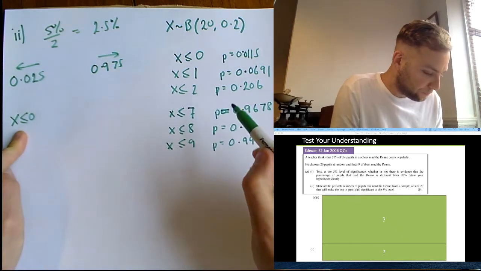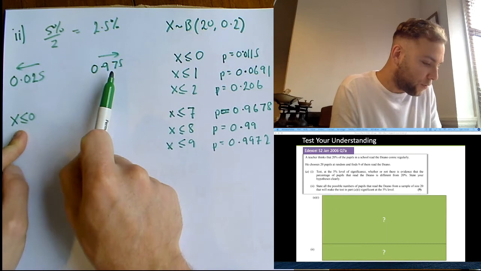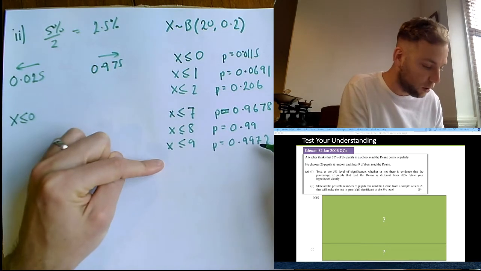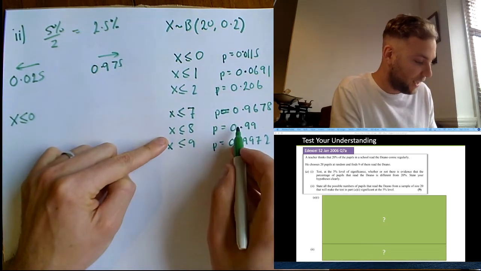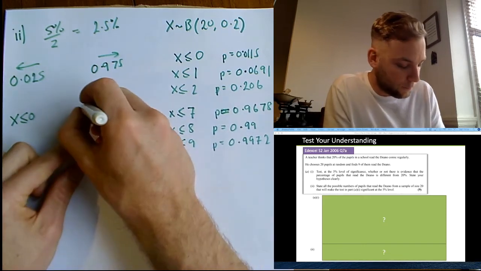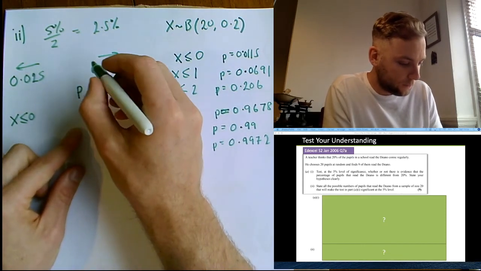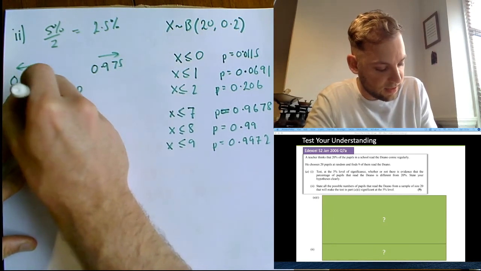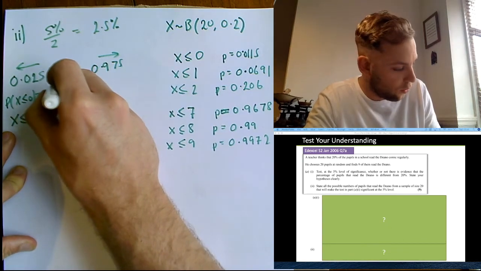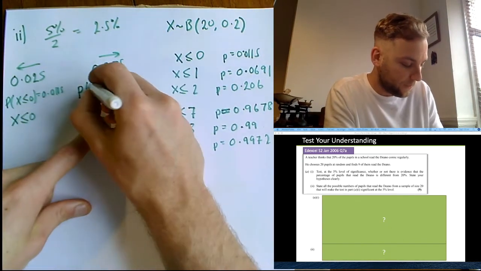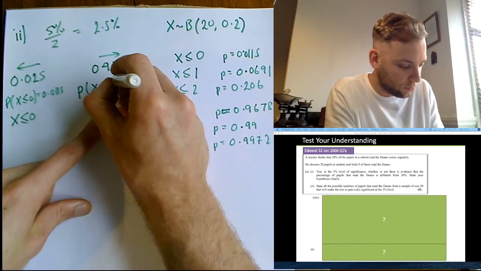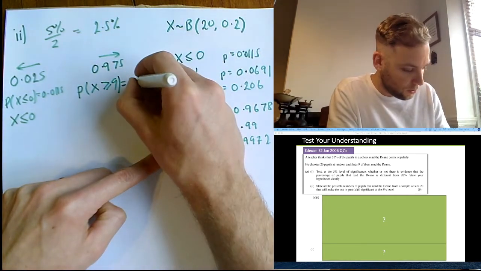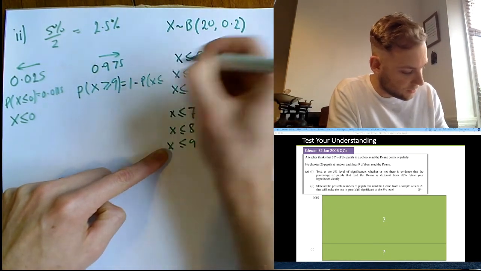So, when's the first time I go above 0.975? Well, this one isn't, but this one is. And remember, I go to the next one because I'm doing greater than. So this one here is brilliant. I should probably say here, the probability that x is less than or equal to 0 is equal to 0.0115. The probability that x is greater than or equal to 9 is 1 minus the probability that x is less than or equal to 8.